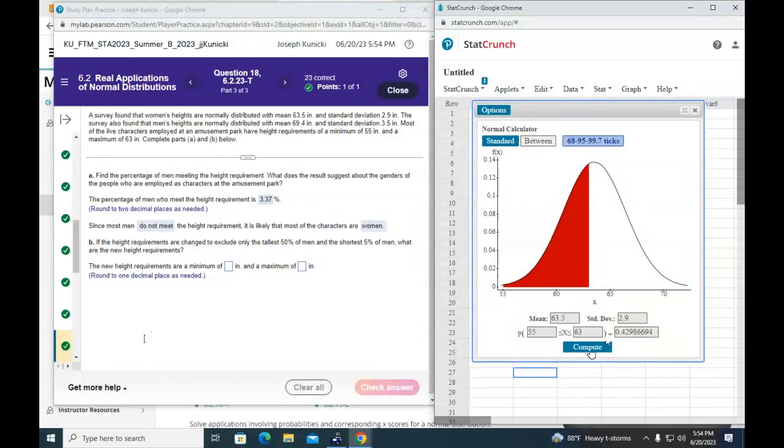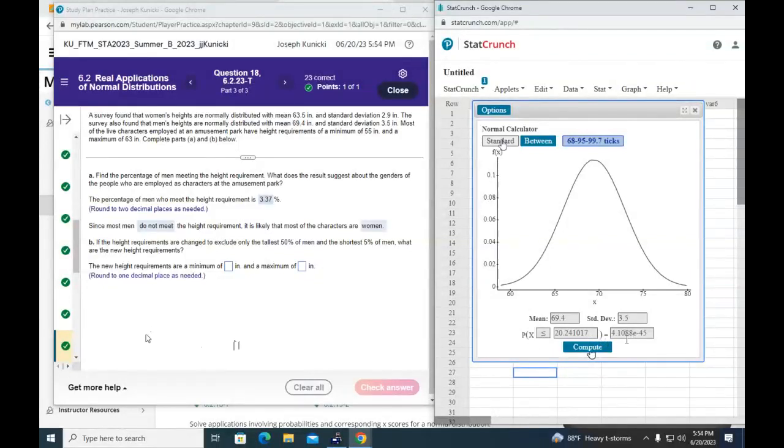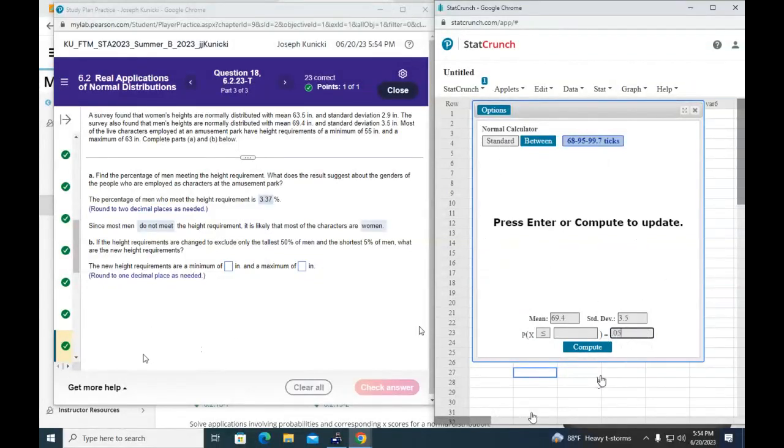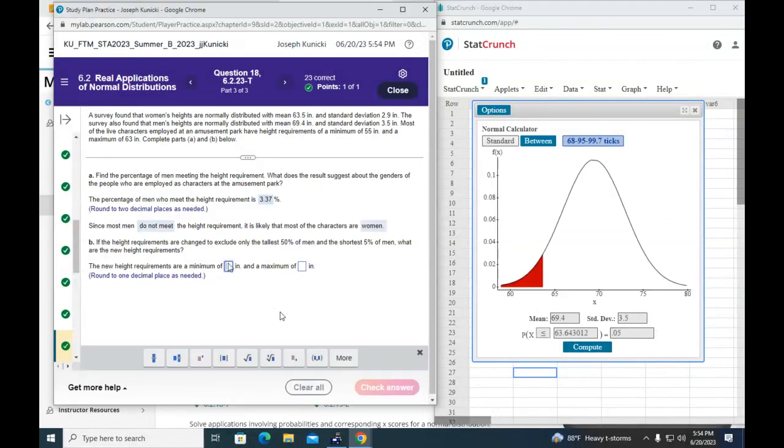If the new height requirements are changed to exclude only the tallest 50% of men and the shortest 5% of men, what are the new requirements? Well, I got to change it back to the men. And all I got to do is the lower one. So I do standard, and I do less than 5%. The lower end is minimum 63.6. And the upper end is 50%.